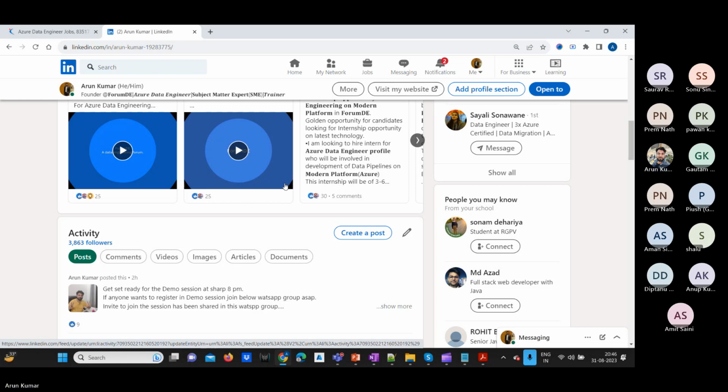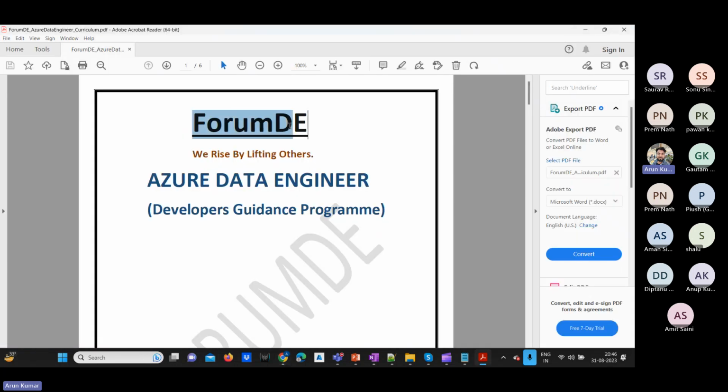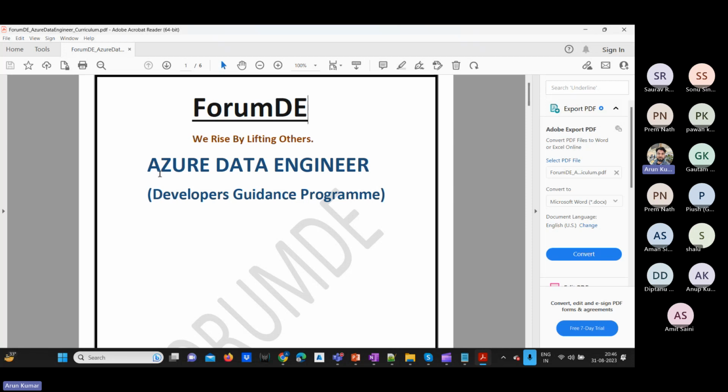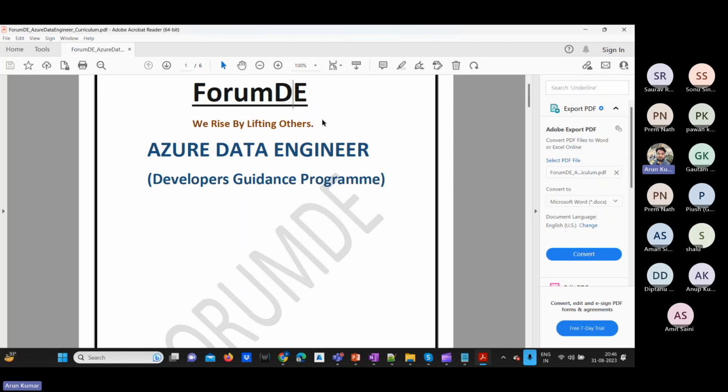As I said, I am building this ForumDE community. This is a forum especially for data engineers. We are a group of data engineers, and this Azure Data Engineer program is a developer's guidance program. It is not for support kind of work. It is for the development of data pipelines for automated processing of data. And we at ForumDE are based out of Gurgaon.